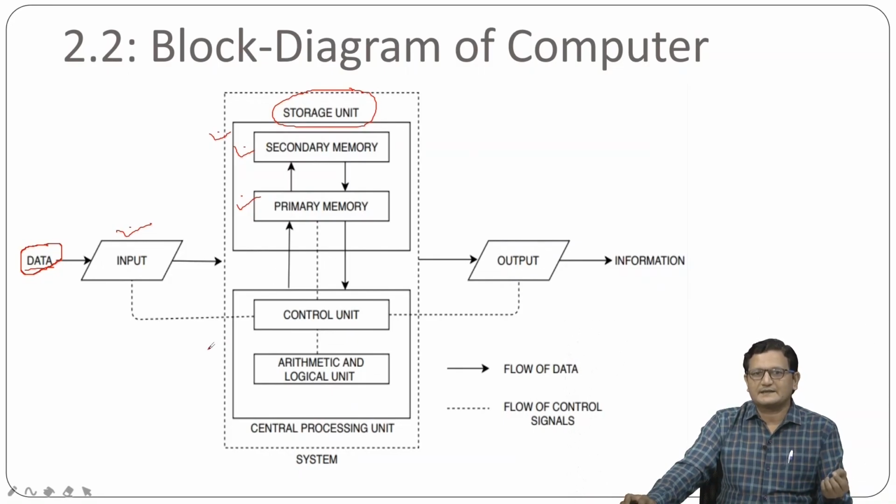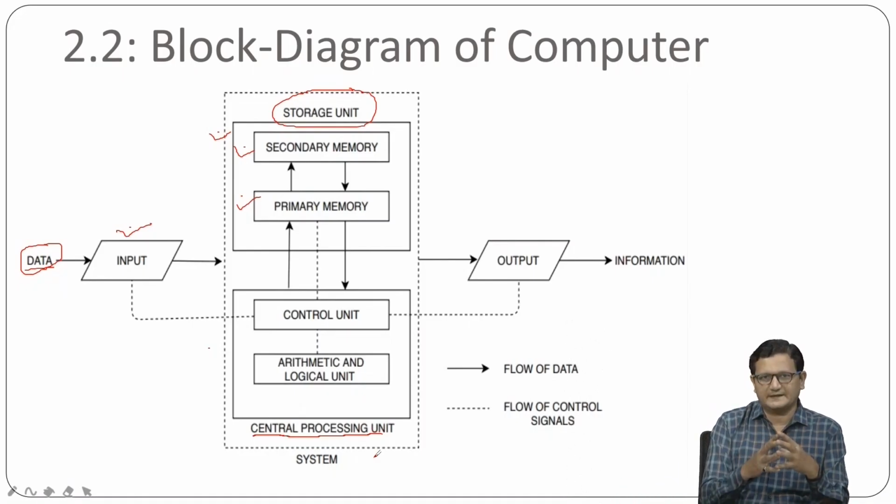This is called a CPU. It is called a central processing unit, right? This solid line box is actually indicating what? It is a central processing unit. Now this central processing unit is actually responsible to process the data, right?